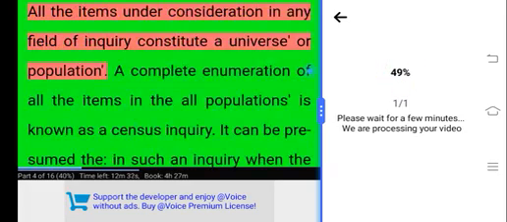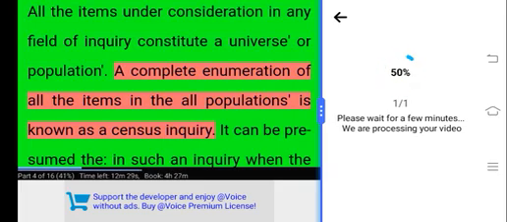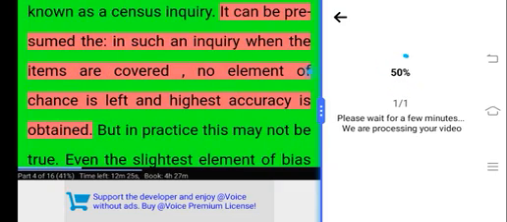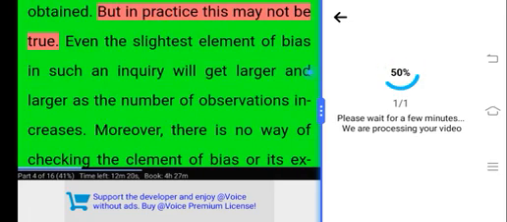Determining sample design. All the items under consideration in a field of inquiry constitute a universe, or population. A complete enumeration of all the items in the population is known as a census inquiry. It can be presumed that, in such an inquiry when all the items are covered, no element of chance is left and highest accuracy is obtained. But in practice this may not be true.